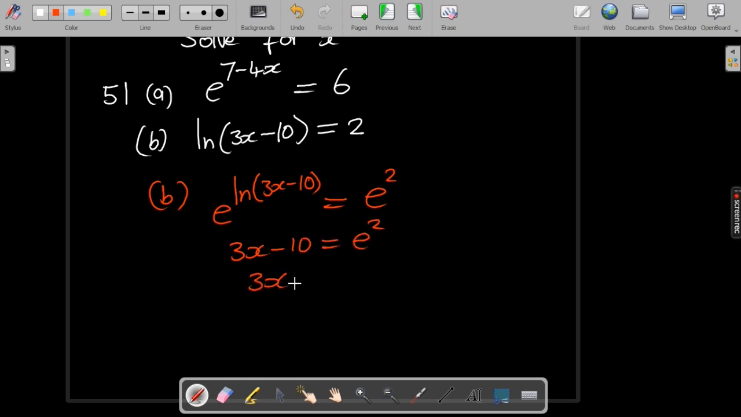I'm also going to leave the x on this side. The 10 goes over, and it's now plus 10. So x would just be, we're going to divide both by 3. So that'll be 1 over 3, e to the 2, plus 10 over 3.